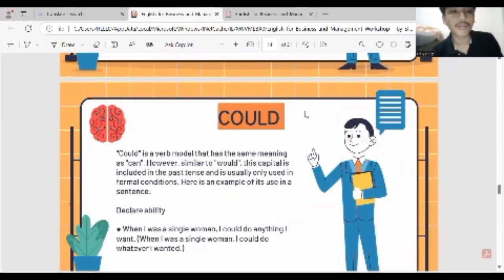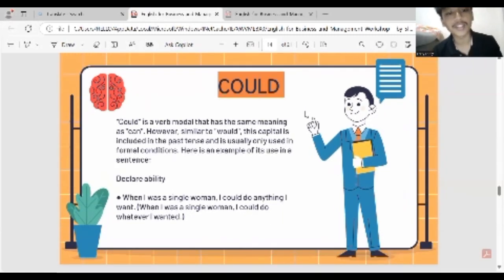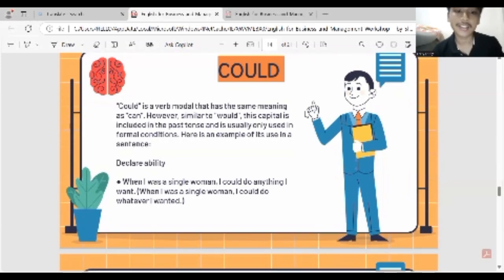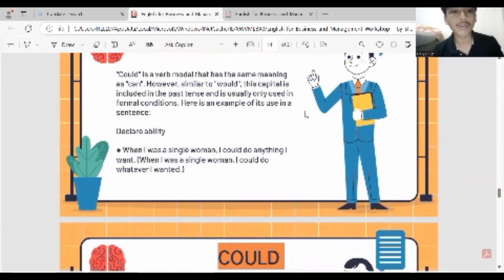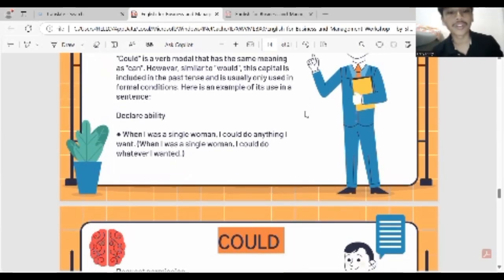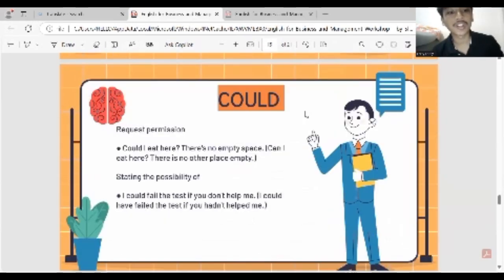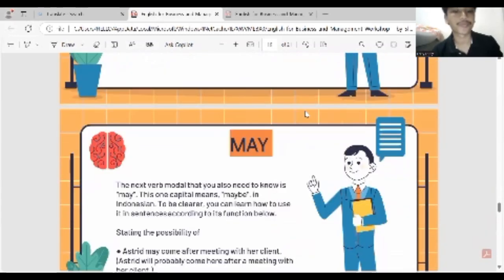Could is a modal verb that has the same meaning as can. However, similar to would, this modal is included in the past tense, and is usually only used in formal conditions. Here is an example of its use in a sentence. Declaring ability: when I was a single woman, I could do anything I wanted. Requesting permission; stating a possibility.